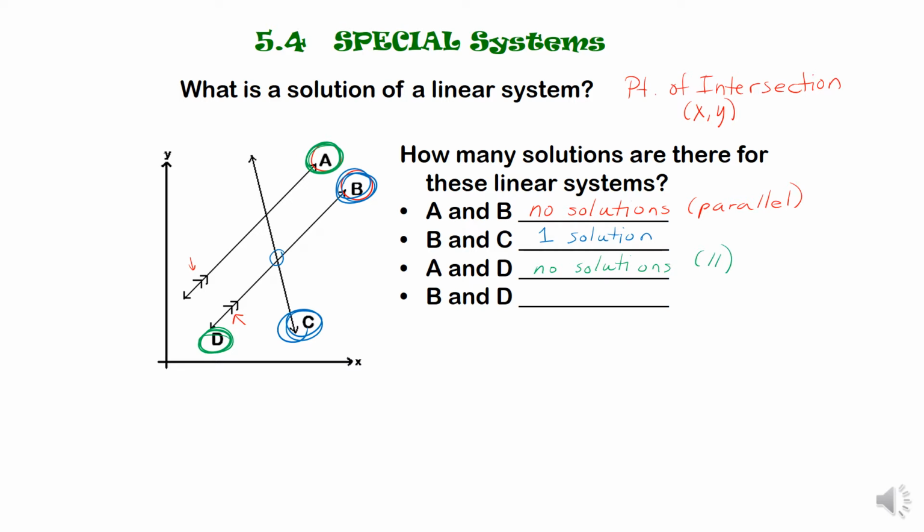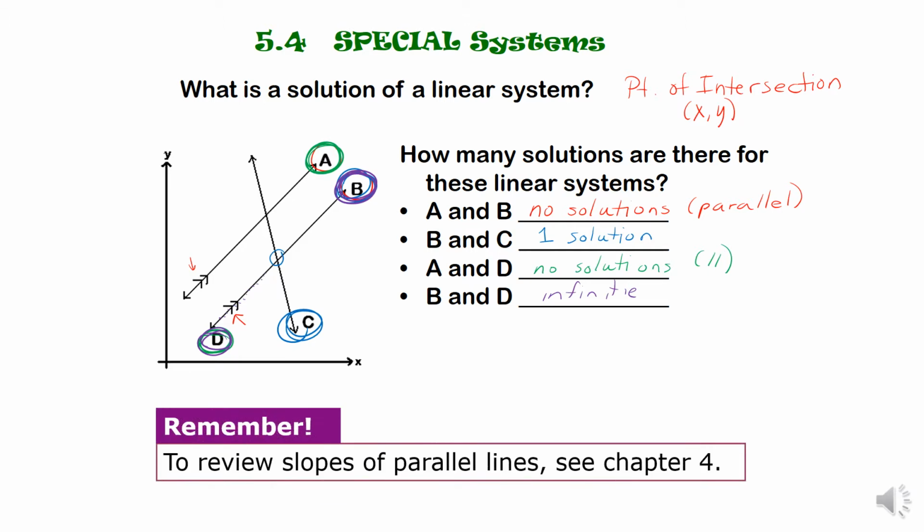B and D. So here's B and here's D, and they're the same line. How many solutions do you think? How many points of intersection? Well, every single point on both lines is exactly the same, so there is an infinite number of solutions. And I misspelled that, so.